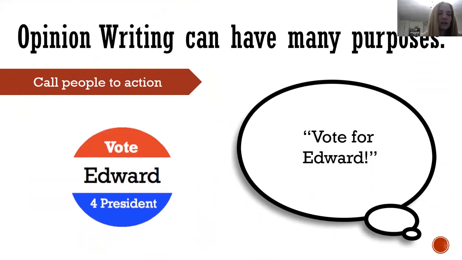It can also call people to action. We just finished a presidential election. Vote for Edward. Okay, that's our opinion that you should vote for him. So how do we persuade you to do that? We write all of the reasons why he's the best choice. And that is a call for you to act. That means we're asking you to vote for him.